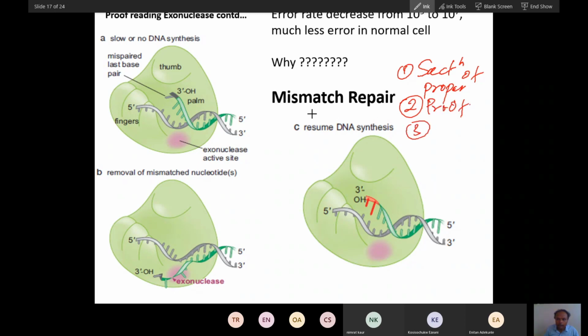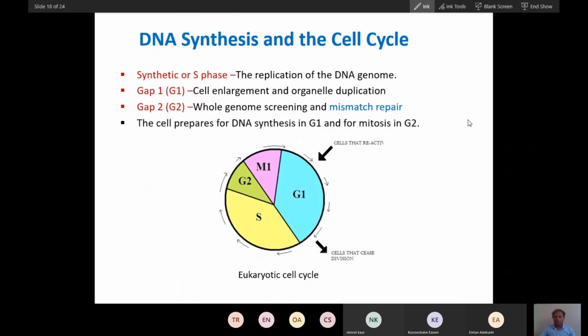And the third mechanism that ensures proper base addition is the mismatch repair mechanism. So these three mechanisms ensure the proper base addition, and that is why DNA polymerization becomes very accurate. Now, as you know, this DNA synthesis occurs during S phase, as I've already told you.